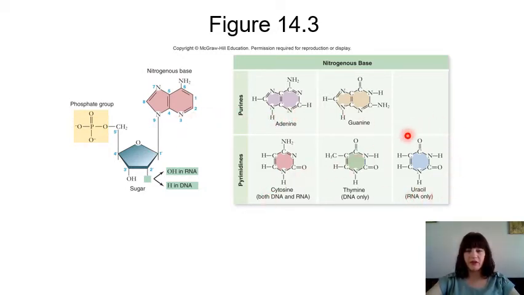Now we've got an exception here, uracil. Uracil is only found in RNA. Uracil replaces thymine as a nitrogenous base. So in RNA, uracil is taking the place of thymine, but today we're talking about DNA. Now you should be able to distinguish between purines and pyrimidines and know which bases are which.